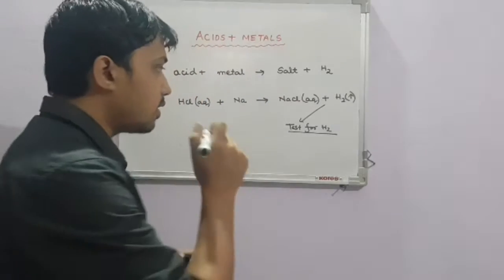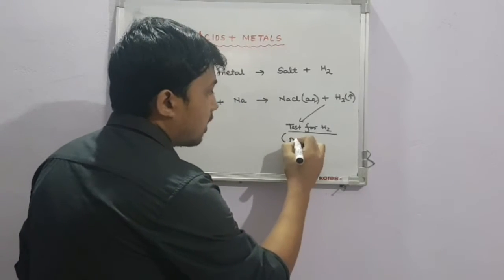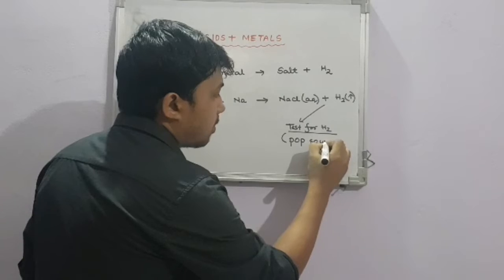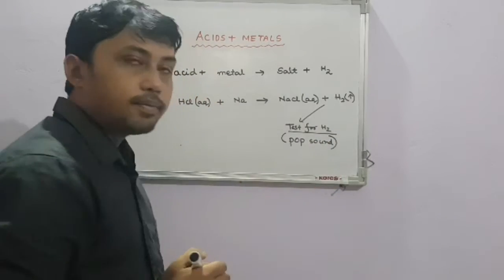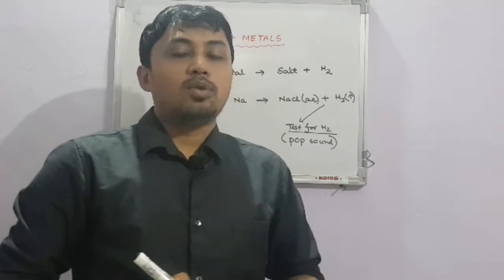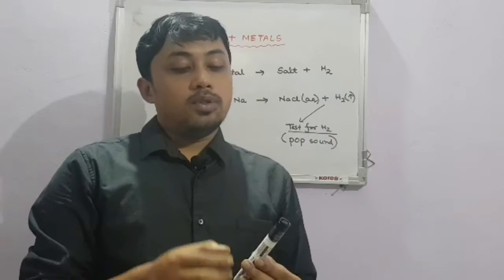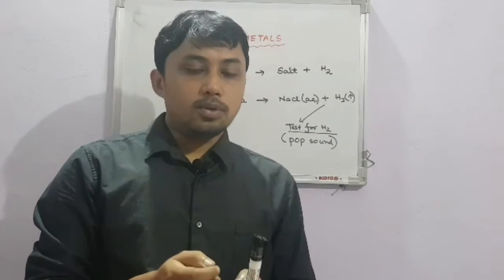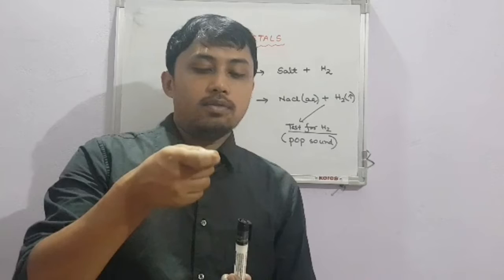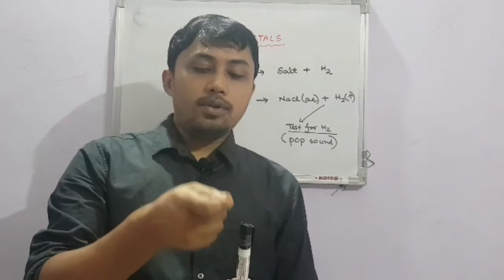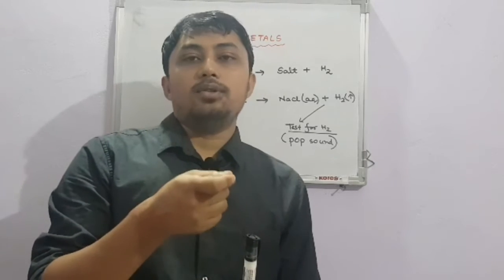Now what is the test for hydrogen gas? You must have learned it in earlier classes. Hydrogen gas always burns with a pop sound. You understand pop sound, right? So whenever this kind of reaction happens, hydrogen gas is produced. Now to check whether that is hydrogen or not, what are you going to do? You're going to take the test tube and put a flame over here.